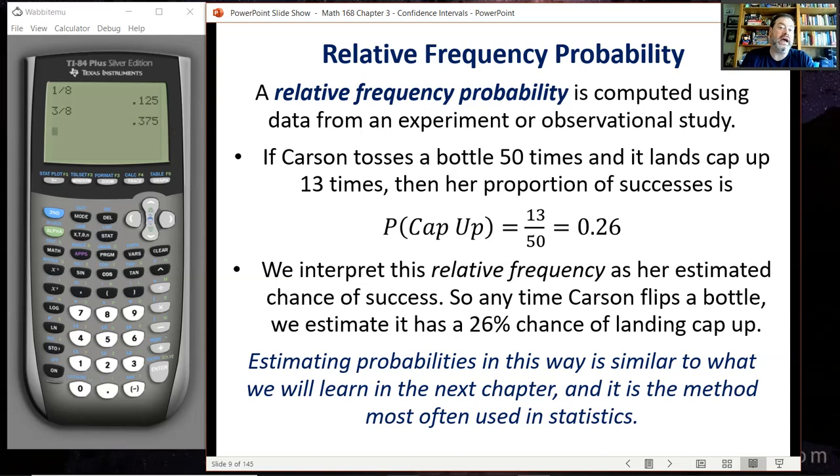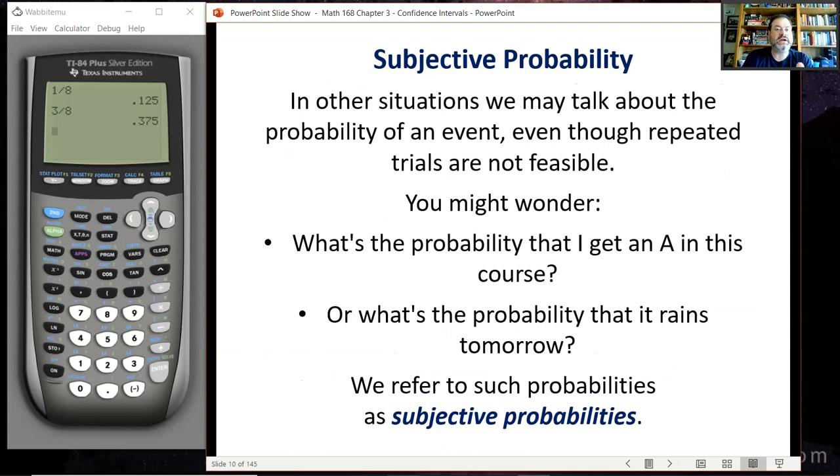So here, the equally likely outcomes is we're saying every flip of the bottle has the same chance of landing cap up as every other flip. We're not saying that cap up and on its side are equally likely. So you can see how we can use data to still compute the probability. So this is just a p hat. This is just a sample proportion. And this is what we learn in Chapter 3, and it's the method most often used in statistics. So it's really the only method we use. I'm only introducing theoretical probabilities and subjective probabilities just so that if you hear about those things in the world, you know what they are. So the last type of probability is subjective.